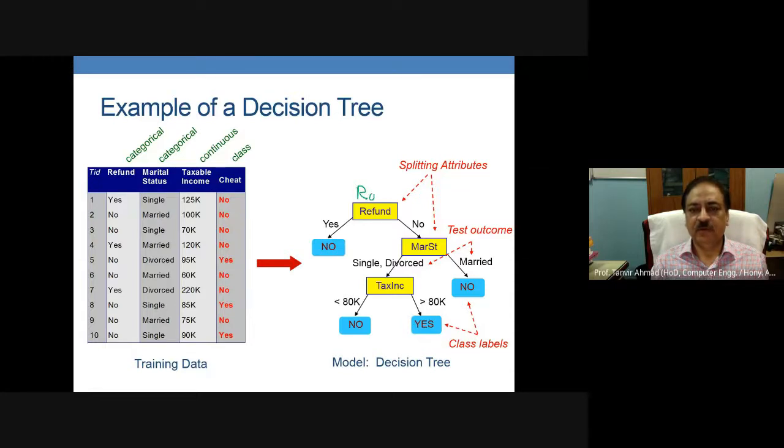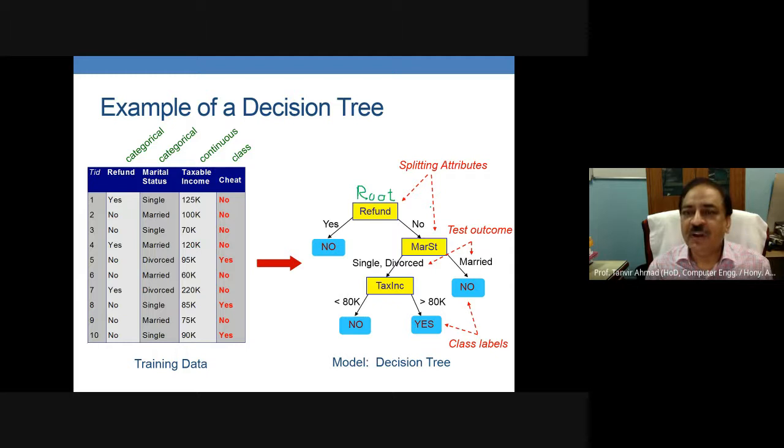This is the root. Now, why has this become the root? It depends on a concept we call information gain. In this case, the refund, the marital status, or the taxable income, any one of the 3 could have become the root. But here, refund has become the root because it has the highest information gain.